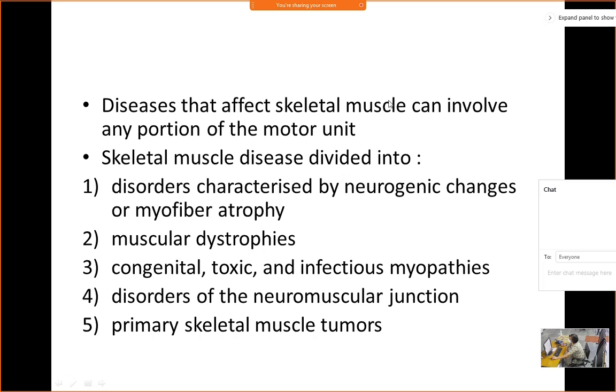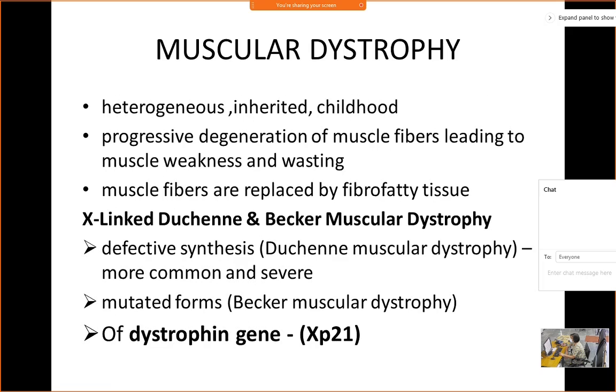So diseases which affect the skeletal muscle can involve any portion of this motor unit. And there are many diseases. The disorders can be neurogenic changes or myofiber atrophy, muscular dystrophy. This muscular dystrophy is the one which I'll be talking about, which is important as far as pathology is concerned. There are other diseases which can affect the skeletal muscles, maybe congenital, toxic, infectious myopathies, disorders of the neuromuscular junction like myasthenia gravis, which you have read before in autoimmune diseases, and primary skeletal muscle tumors also can happen. So today we're just going to concentrate on the muscular dystrophies.